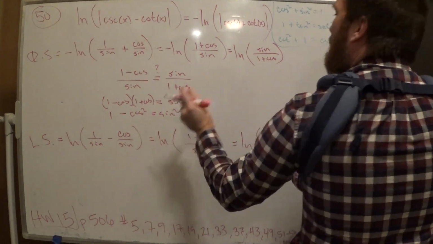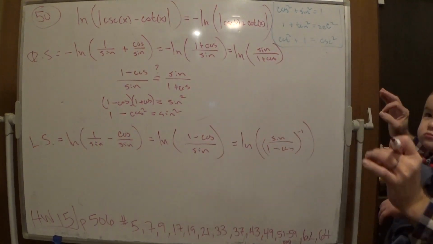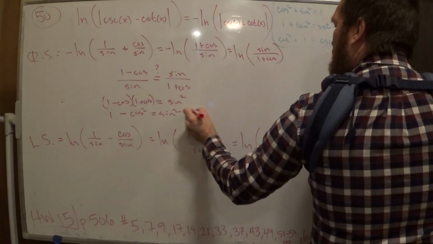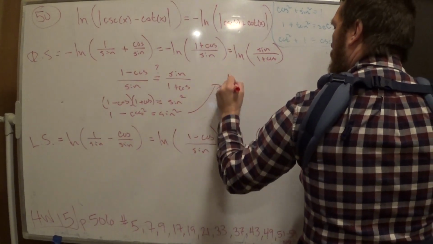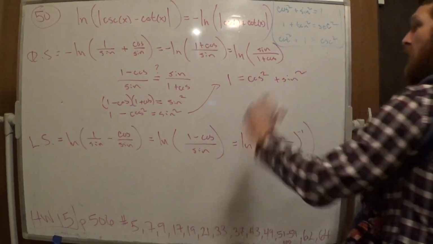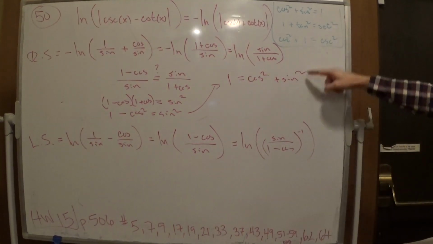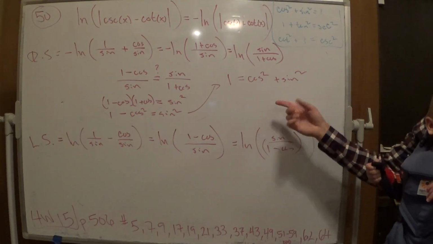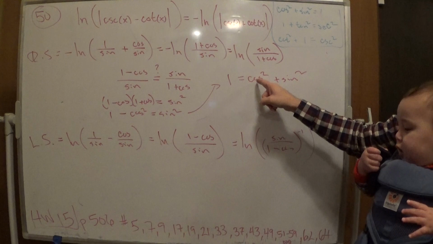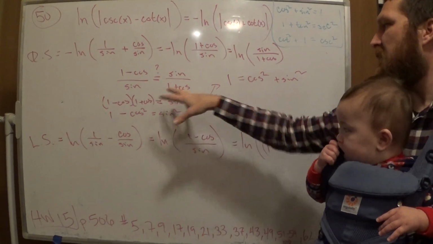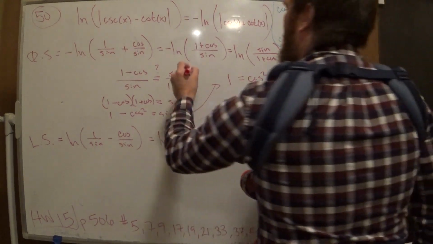But here's the question: can we reverse these steps? Because we could show that this gives me 1 equals cosine squared plus sine squared, which we know is true. Can we take all of those steps in reverse? It turns out, yes, we can. I would start here, bring that over, do this, then we could divide and get that.